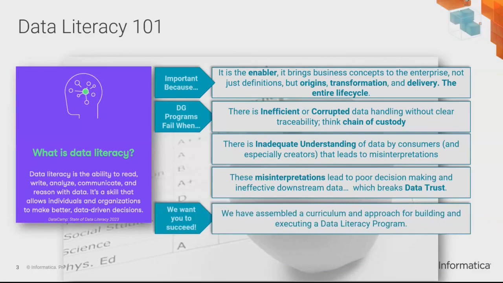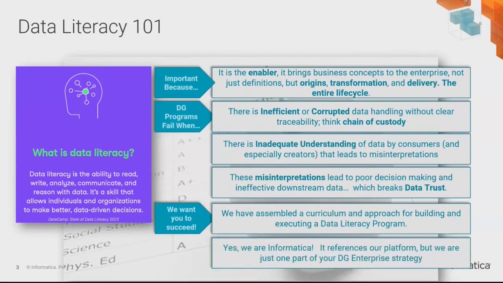So we want you to succeed, so we have a curriculum we've developed that I'm going to share today, and an approach for building and executing this program over time that I think is pretty effective. And of course, we are Informatica, we are the product vendor, but at the same time, we're only one small part of the program. So there's a change management component, there's education behind it, there's all of your systems, the cloud vendors you're using, the on-prem systems you're using in cooperation with the Informatica platform. So certainly we'll be referencing our platform as we go through this, but at the same time, we're just one part of an overall enterprise strategy that we need to support going forward.